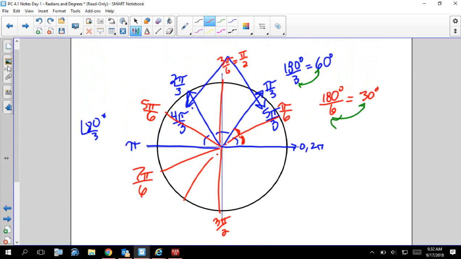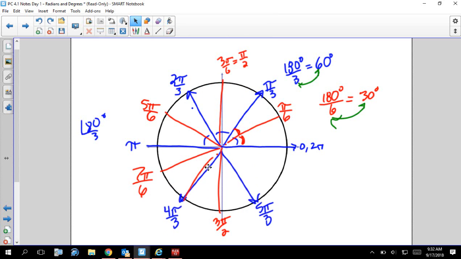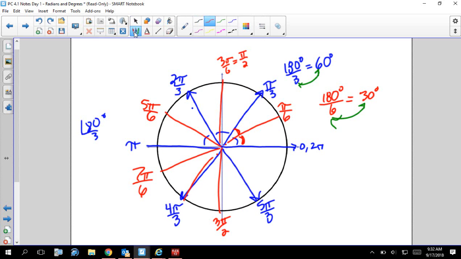I lost something. What was it? Where'd it go? Oh, it's up here. Why did it go over there? You see what happened? Come back. There. Where was I?